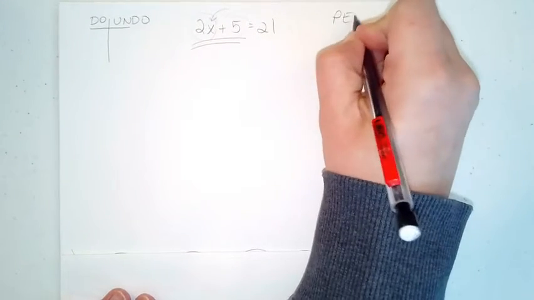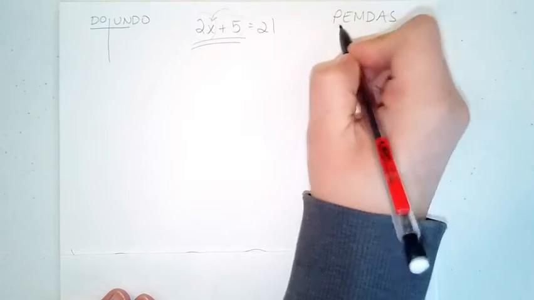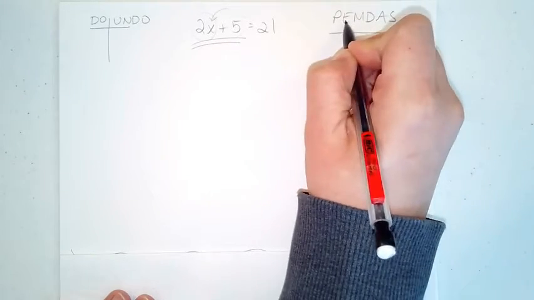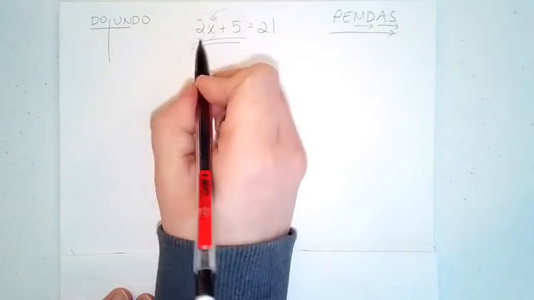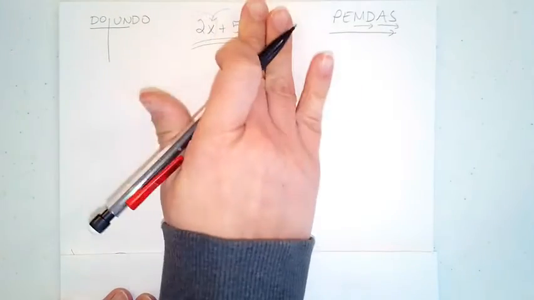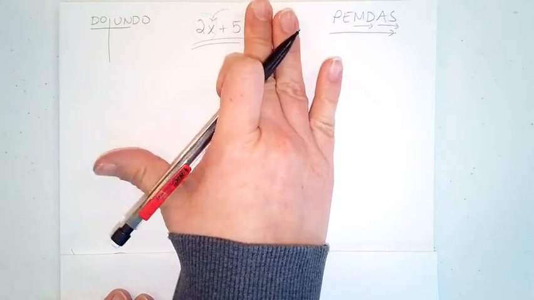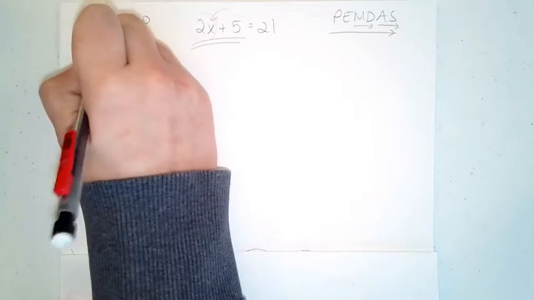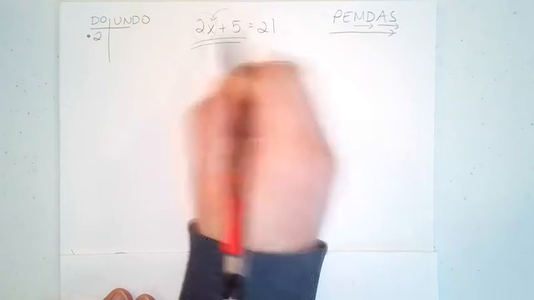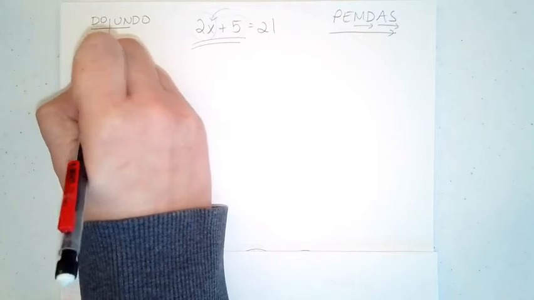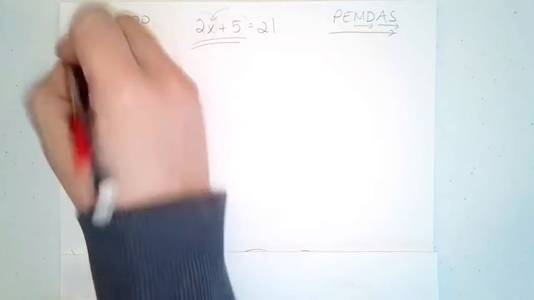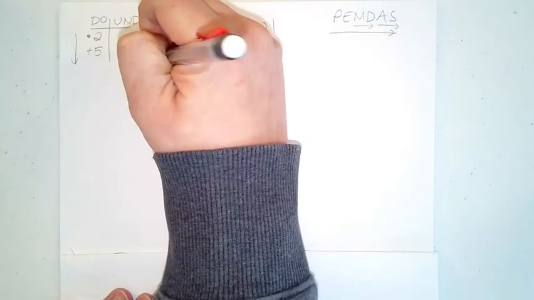And if we think about PEMDAS, right? We would do parentheses, exponents, multiplication and division, then addition and subtraction. So the first thing we would do, again, we're just looking at this side, is we would multiply by 2. Once we did that, we would have to do our addition and subtraction, and so we would add 5. Okay, well, we go down, and then to undo, we go back up.